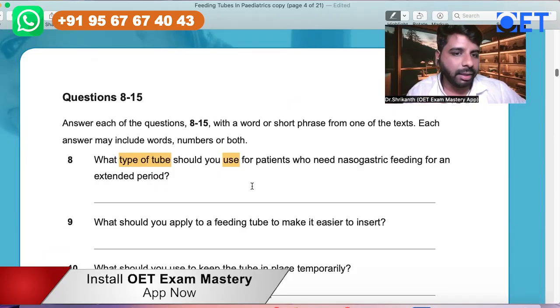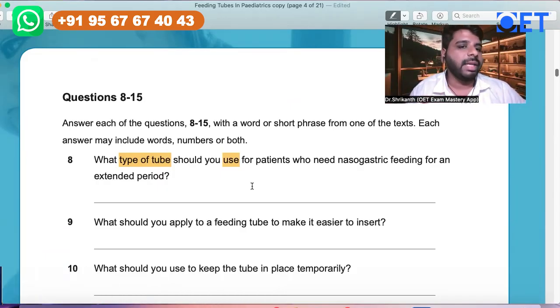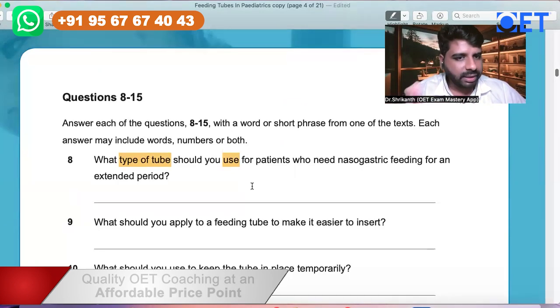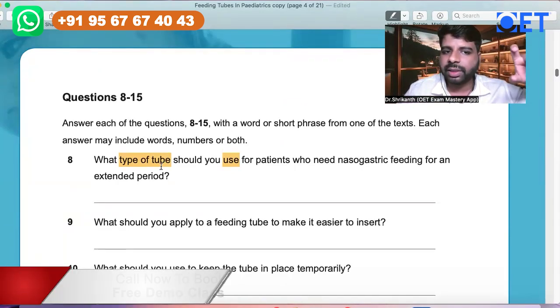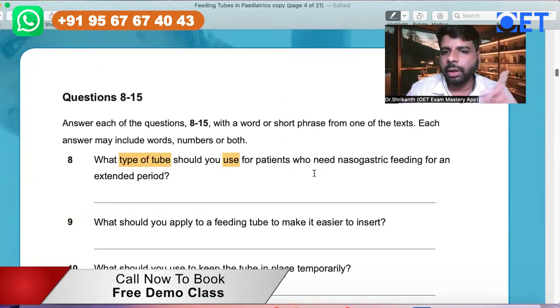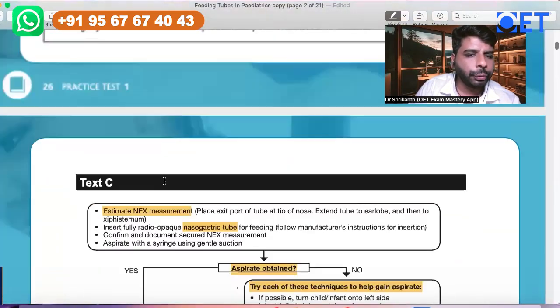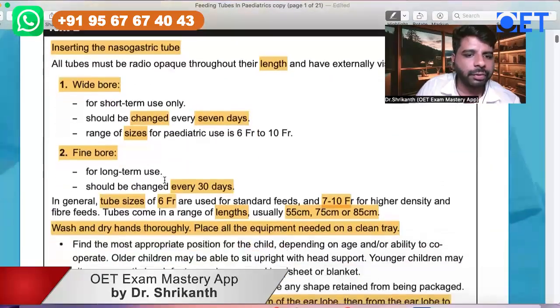Because you have established familiarity. Because of that, there is no need for you to hunt through text A, text C, text D. Immediately you can go to text B. But you need to have more idea about the keywords, so let's see what the keywords are. The question is asking, what type of tube should you use for patients who need NG feeding for an extended period? So you're talking about a long duration of time. What tube should you use if you want to use it for a long period of time?